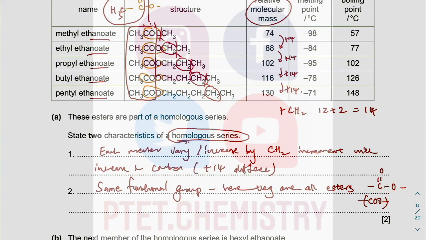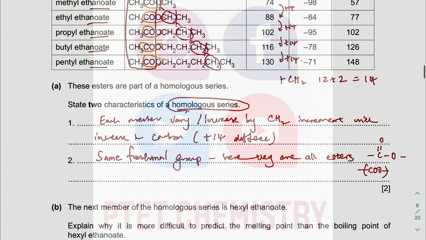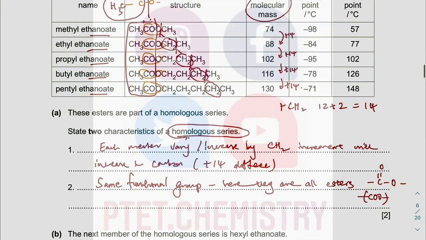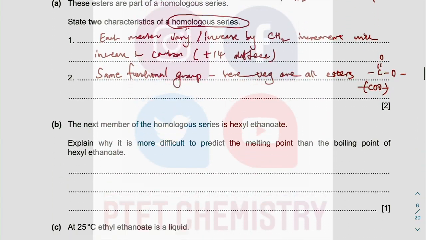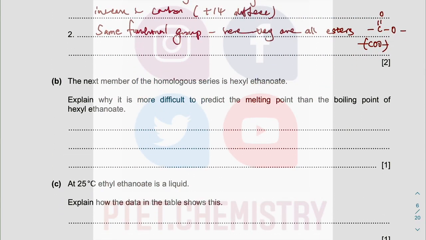They only ask for 2, but there are actually other characteristics of homologous series which you could have easily put in. Perhaps even the physical property. You can discuss those, as I'm sure you have discussed them in classes as well. Because they have similar structure, they also have similar chemical properties. All of these are ester, so they're going to behave like ester. That's why they have similar chemical property, you see. Anyway, the next member of the homologous series is hexyl ethanoate.